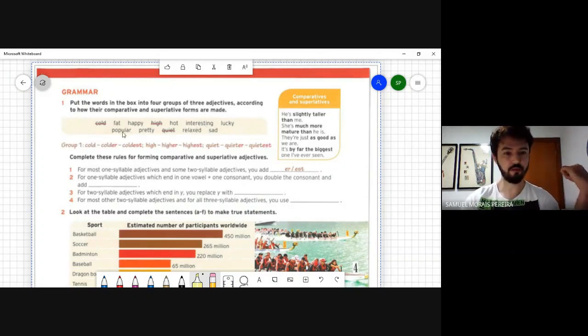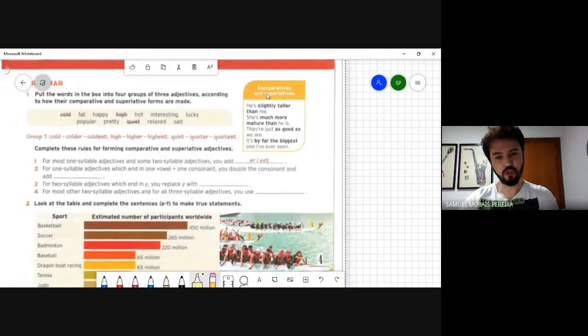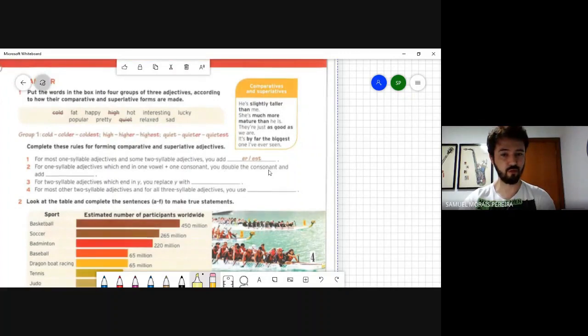More popular, the most popular. And more relaxed, the most relaxed. E assim por diante. O meu interesse, pessoal, é chegar aqui, tá bom? Eu vou só mostrar rapidão isso aqui, olha. Complete these rules for forming comparative and superlative adjectives. Can you see? These are the rules. Oh, for most one-syllable adjectives and two-syllable adjectives, you add ER or EST.